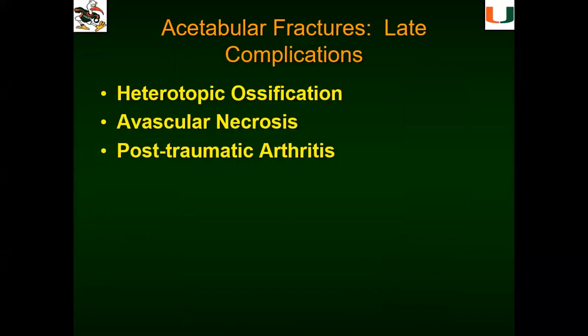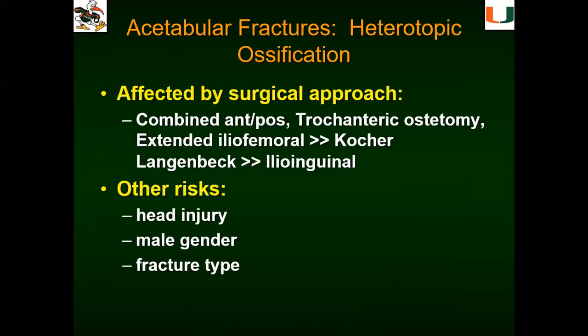The more common ones of the late are going to be your heterotopic ossification, your AVN, and obviously your post-traumatic arthritis. So when you look at heterotopic ossification, a couple of pearls. One, that the surgical approach, when they decide to do open reduction internal fixation, depending on the approach, that will affect the incidence of heterotopic ossification. So if you have a combined anterior to posterior approach, they'll have probably the highest risk for heterotopic ossification. The ilioinguinal approach has been described as the least risk.